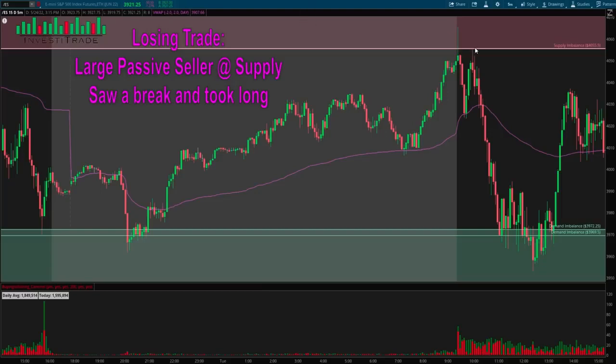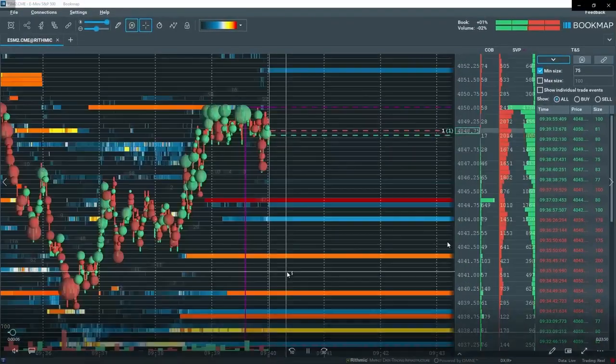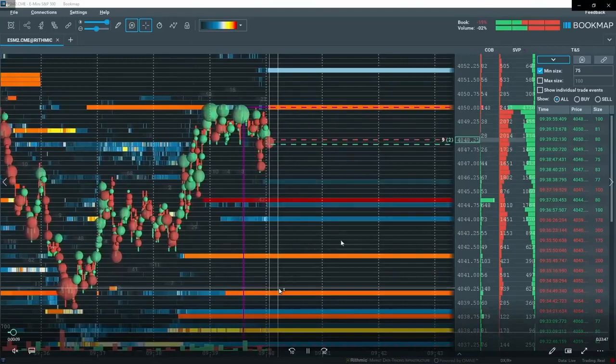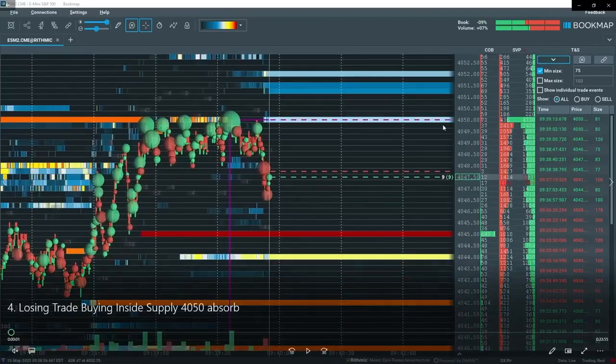I should have never done it. I don't know what I was thinking here. But what we're going to see here is on Bookmap, we're going to see a very large seller at 40.50. And as you can see, as the market's coming up to 40.50, we basically have a ledge right here, right? A lower volume above it, higher volume below it.